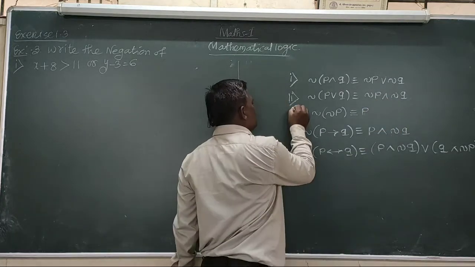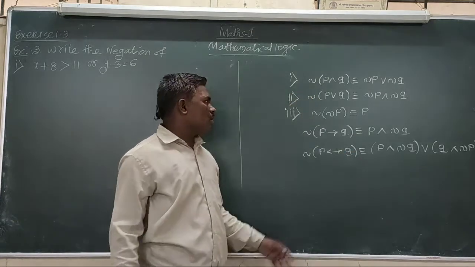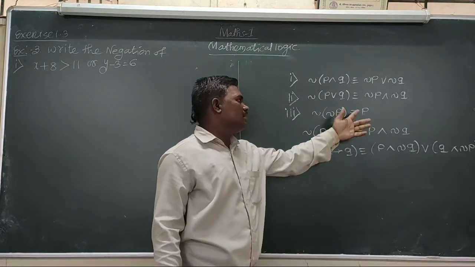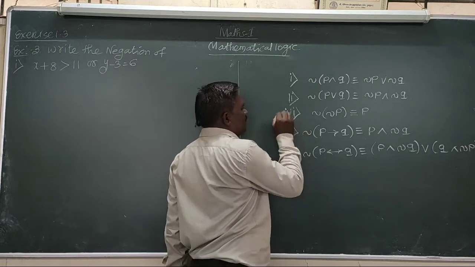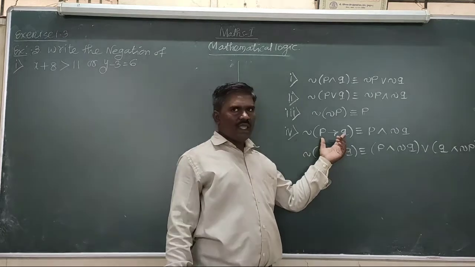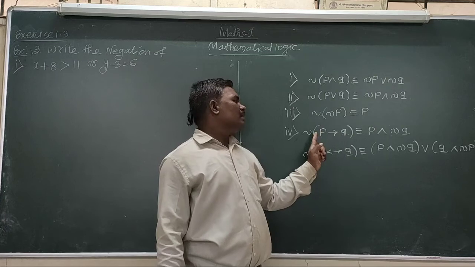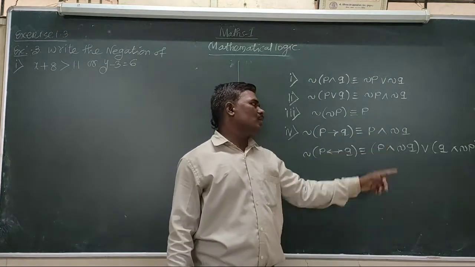Third law, that is the negation of the negation. Negation of the negation of P is equivalent to P itself. It is as it is. Next, the negation of the implication: the negation of (P implies Q) is equivalent to P conjunction negation of Q.